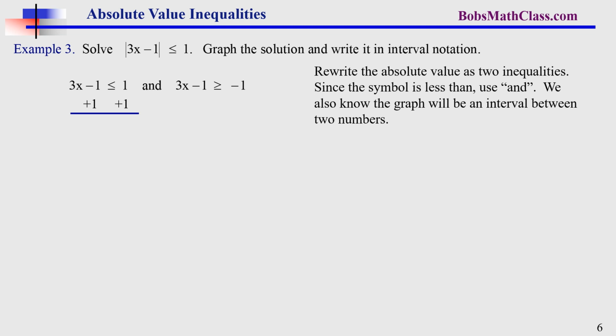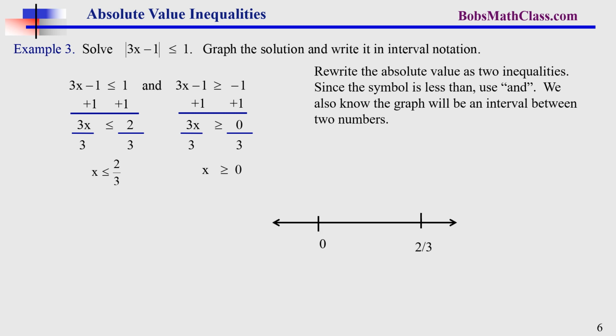Let's solve the one on the left first. Add 1 to both sides. Then divide by 3. So that gives us x is less than or equal to 2/3. The one on the right, add 1 to both sides. 3x is greater than or equal to 0. Don't worry that it's a 0. It's only a problem if 0 is in the denominator. So 0 divided by 3 is 0. So x is greater than or equal to 0.